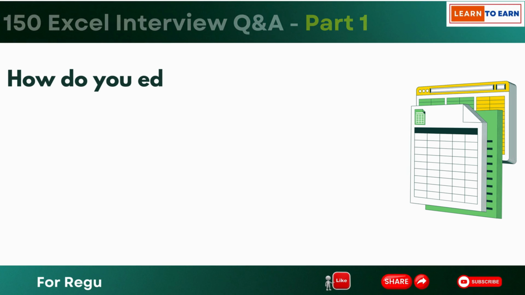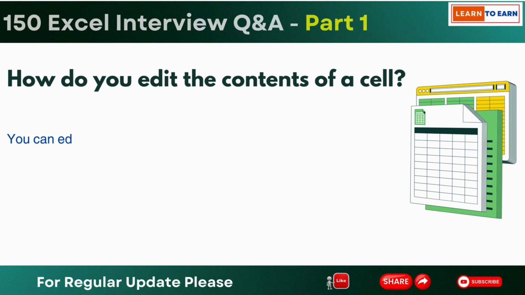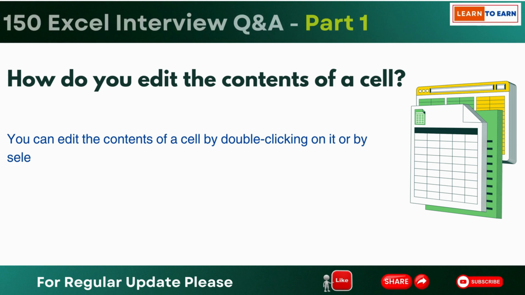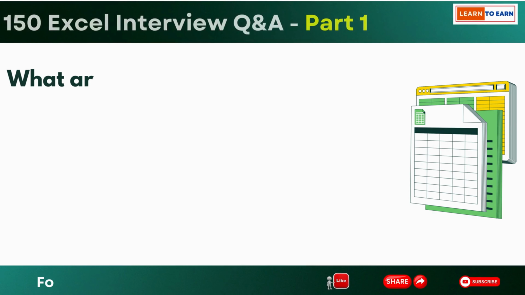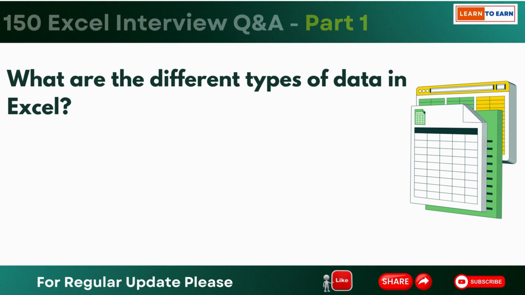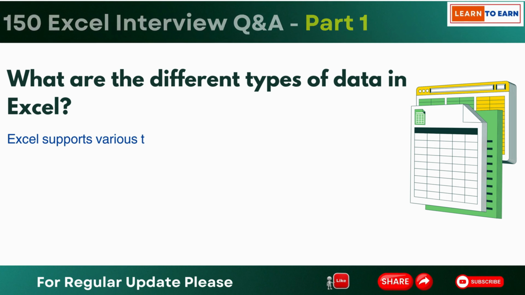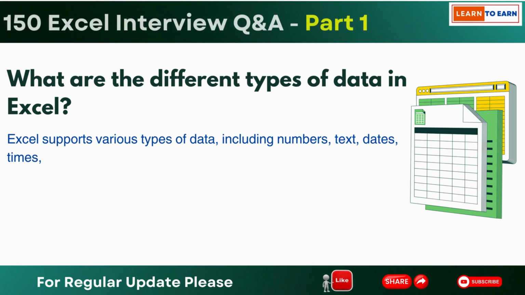How do you edit the content of a cell? You can edit the contents of a cell by double-clicking on it or by selecting it and typing over the existing content. What are the different types of data in Excel? Excel supports various types of data, including numbers, text, dates, times, formulas, and hyperlinks.